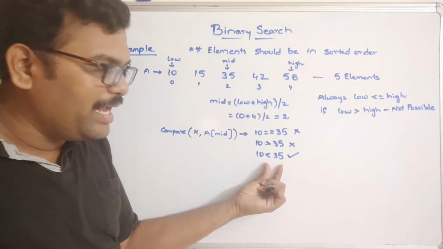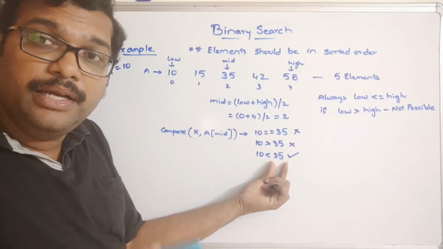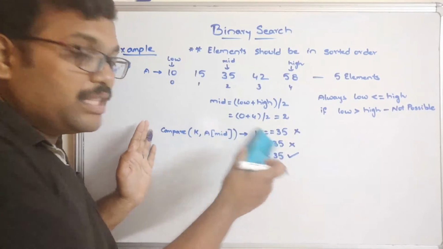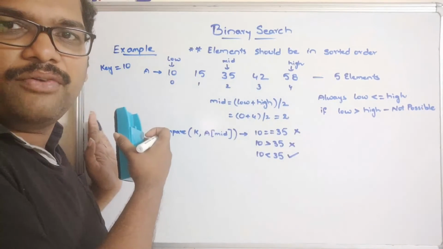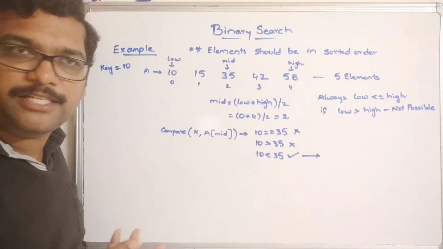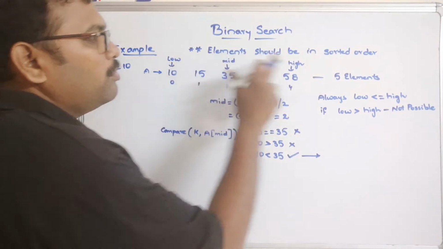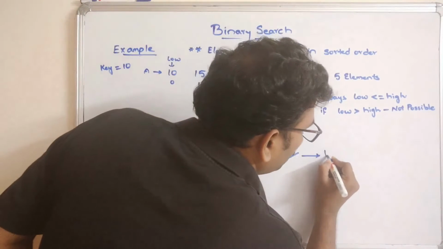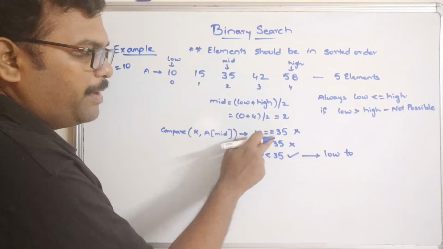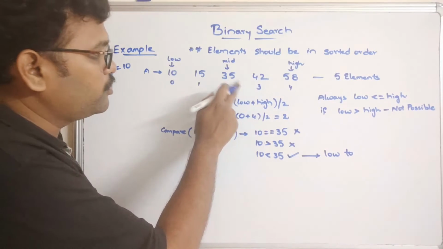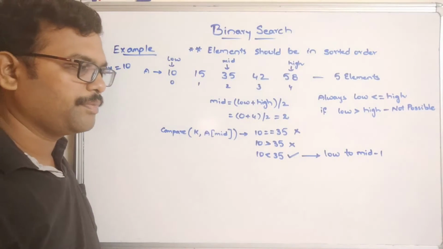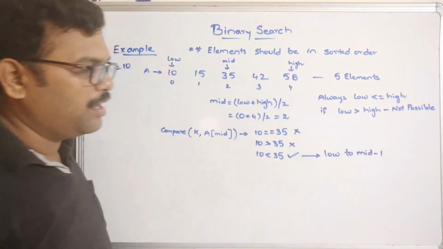And here 10 is less than 35, it is true. Then we have to select the left portion, because all the elements which are less than 35 will be towards the left side. Now what we have to do? We have to change the search space. Here the search space is low to high, and now the search space will be low to, and already we have compared this middle element, so the search space will be reduced to mid minus 1.